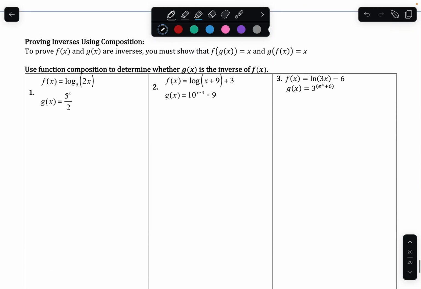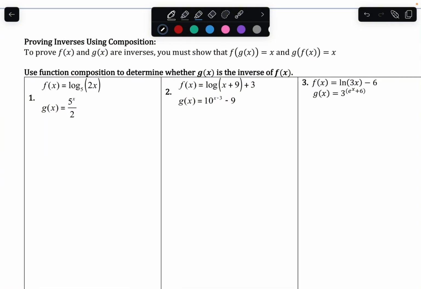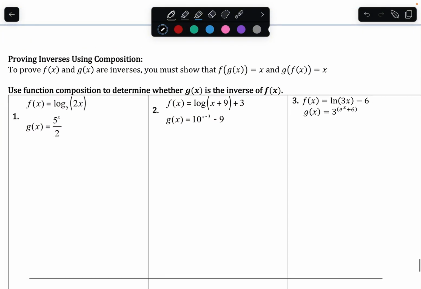All right, now we are going to skip to proving inverses using composition. And so to use composition to prove inverses, you need to show that if we compose two functions and end up with x after everything cancels, they are inverses. You have to show both directions. And so in one direction, f is the outside function. In the other case, g is the outside function.